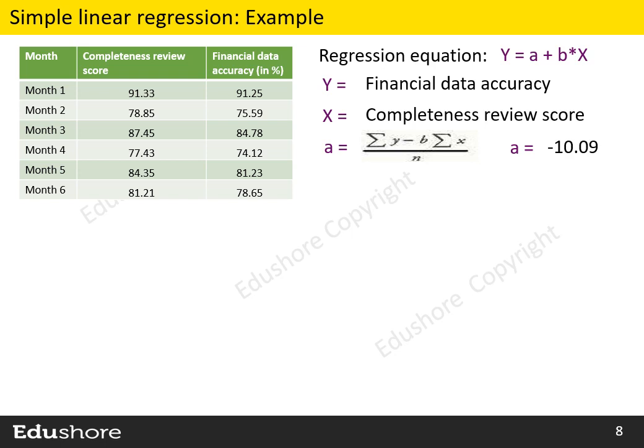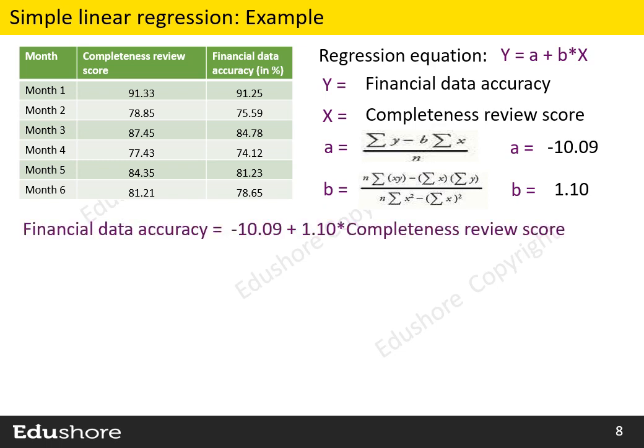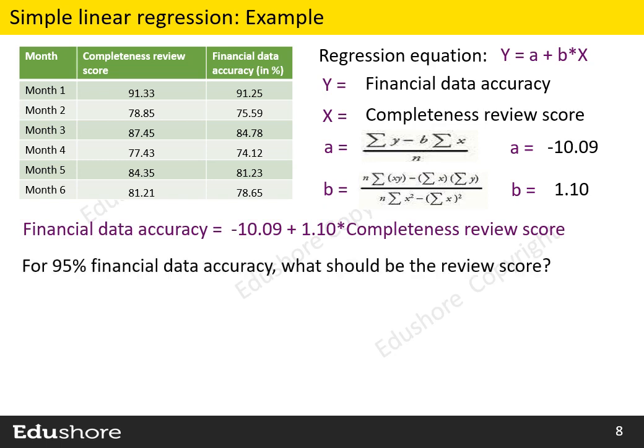We can arrive at the value of B by using this formula. Instead of doing the calculation manually, we may use the regression function in MS Excel. After using the regression function in MS Excel, we got the value of B. If we reconstruct the regression equation with these values, the equation becomes this. To achieve the goal of 95% financial data accuracy, we can find out the optimum value of completeness review score.